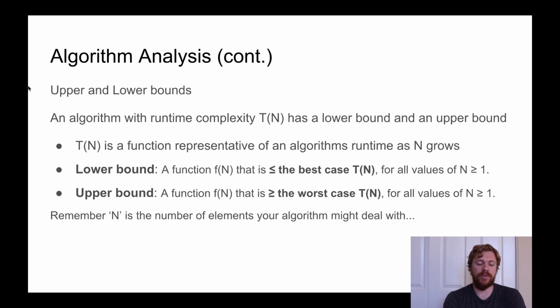And so yeah, remember n is the number of elements your algorithm might deal with. And so a lot of this, we care about the growth of n. We care about, as n goes from 3 elements to 32 elements to 200 elements to 200 million elements to a billion elements, right? How is our algorithm performing? So we need to keep this in mind as we continue learning this analysis.